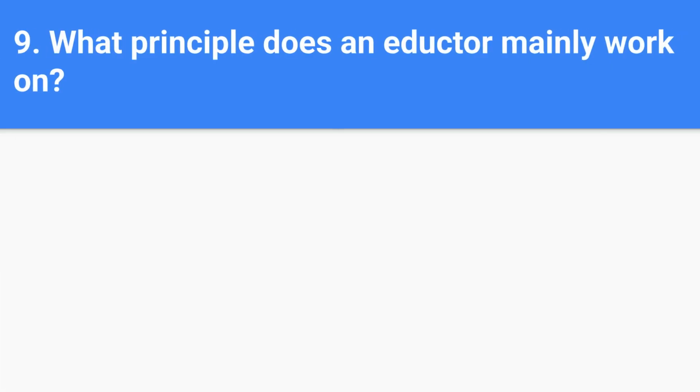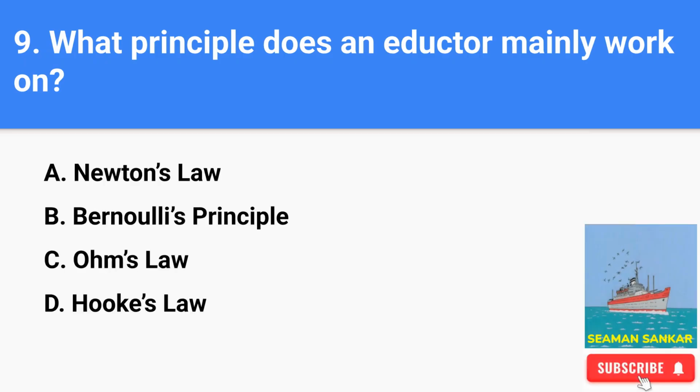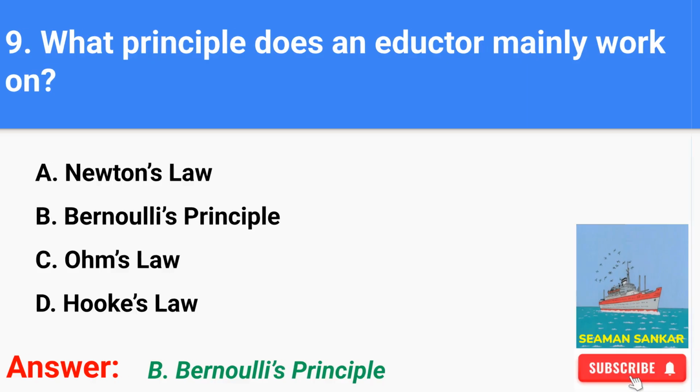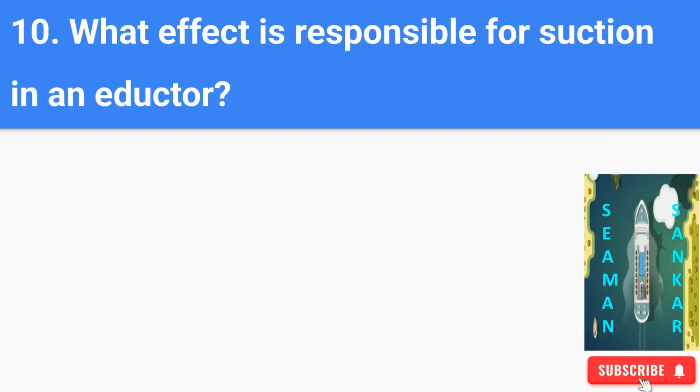Question 9. What principle does an adductor mainly work on? A. Newton's law. B. Bernoulli's principle. C. Ohm's law. Or D. Hooke's law. The answer is B. Bernoulli's principle. Adductors use the acceleration of a fluid to create a low-pressure area, which enables suction, based on Bernoulli's principle.